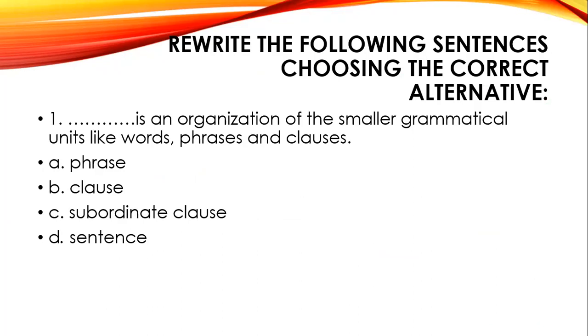Number 1, dash dash is an organization of the smaller grammatical units like words, phrases, and clauses. And there are four options out of which we have to choose one that is the correct option or correct alternative. Option A is phrase, option B is clause, option C subordinate clause, and option D sentence. And the correct answer is option D sentence. Sentence is an organization of the smaller grammatical units like words, phrases, and clauses.